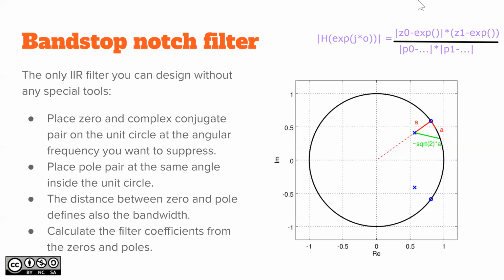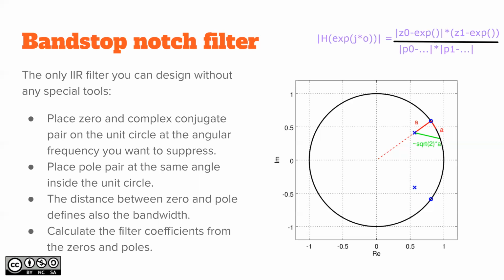Okay, so this distance here would be a. That distance here would be square root of 2 times a. This distance and that distance would be equal, roughly. They're about the same. So actually what we got here is the same distance as we are from the pole to the unit circle. We have the minus 3 dB point.